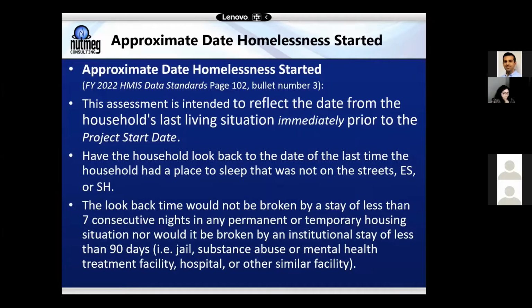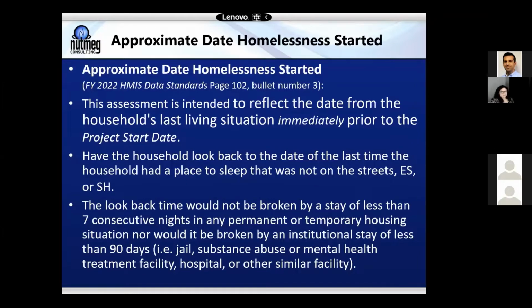And then also it wouldn't be broken by an institutional stay of less than 90 days. So if they were homeless prior to jail, hospitalization, or substance abuse treatment, and they were in there less than 90 days, then they could count that as still being homeless during that period of time.